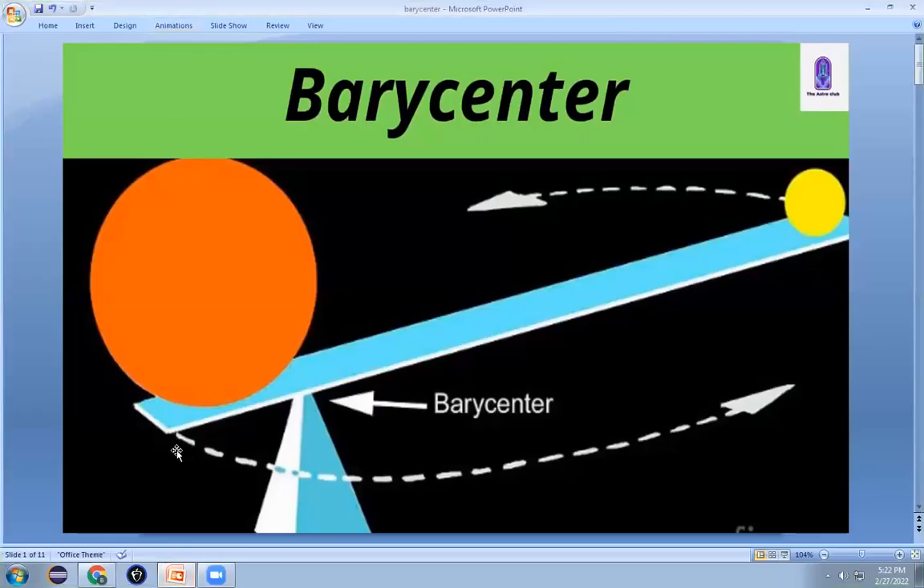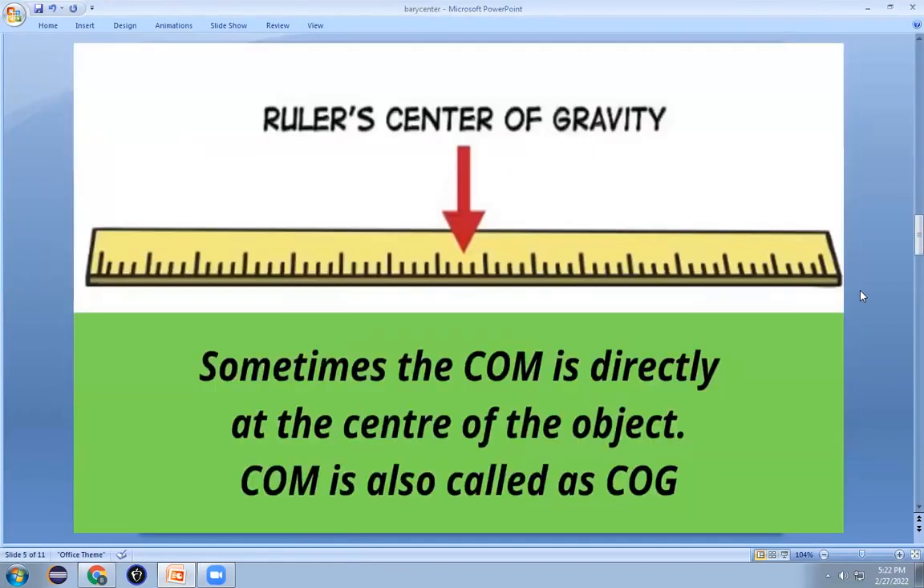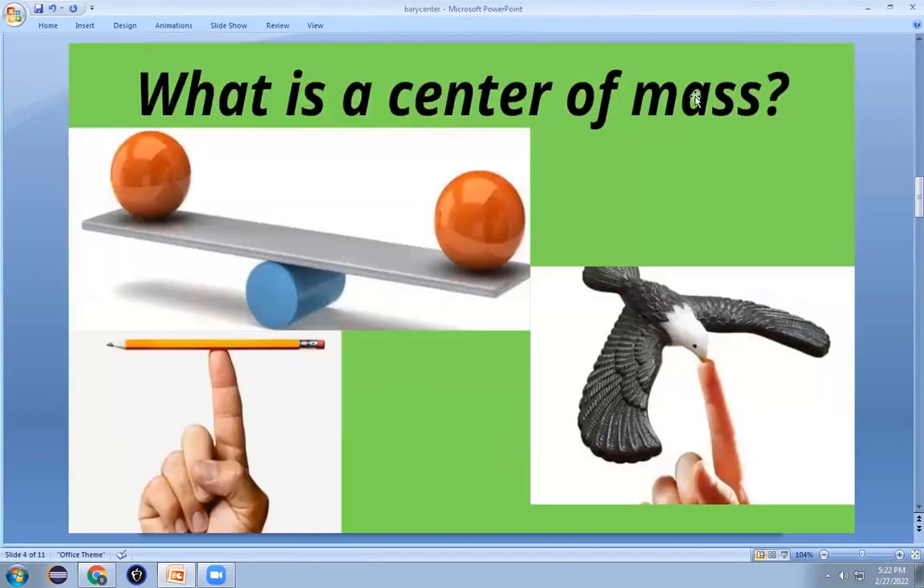Yeah. So now let's watch one video. It's a small video so that you can understand it much better. Okay. Akka, what do we mean by COG? COG means center of gravity. Sometimes the center of mass is also called center of gravity. Now, Akka, can you tell the full form of COM? Center of mass. Okay, Akka, thank you. See, center of mass.